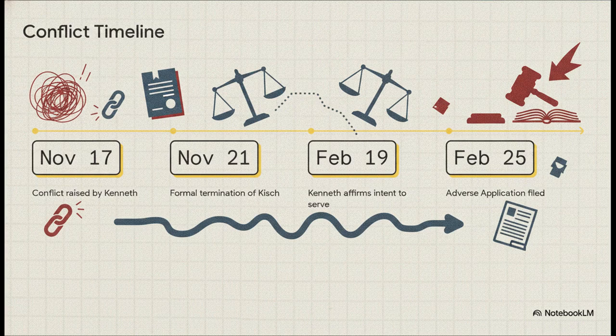When you look at this rapid-fire timeline, the paper trail becomes impossible to ignore. From the urgent notice in mid-November to the formal termination, to affirming his intent to serve, and finally, the adverse application filed in the probate court in late February. By laying it all out chronologically like this, the transition from former counsel to adverse counsel is just perfectly clear.